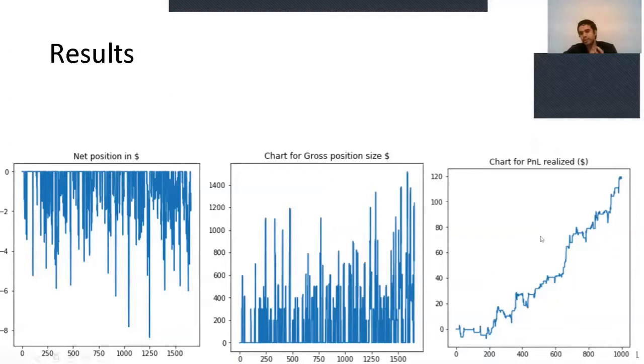So we can see that the PNL is quite smooth because we don't have market risk. And this is our chart for the gross position size, which is the total invested amount in dollars. And this is our net position size, which is the total net position in dollars. So we can see that the net position is very small as compared to the gross position because we are market neutral. And we see that for around $1,000 investment, we are making $120 profit in 1,000 days, which is like 12% return, which is a decent amount.